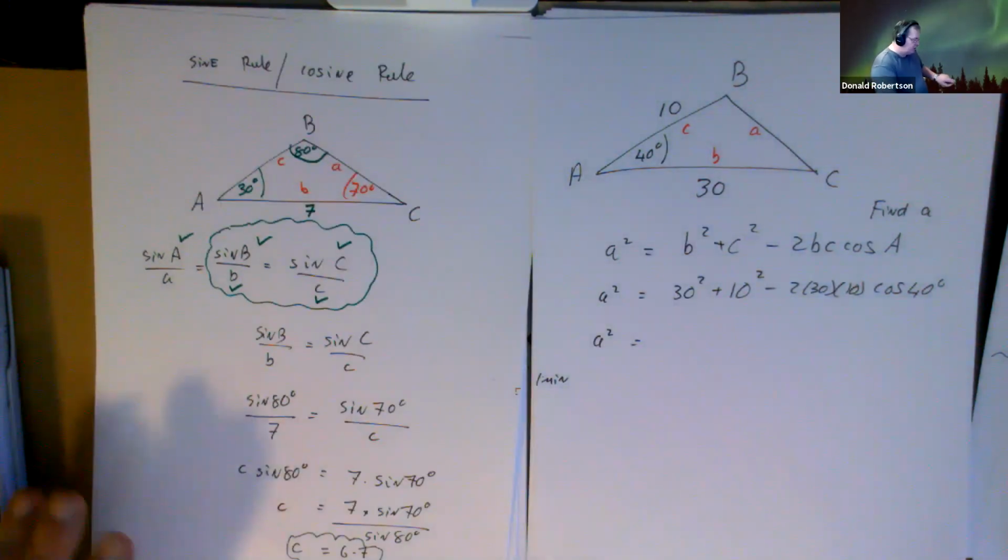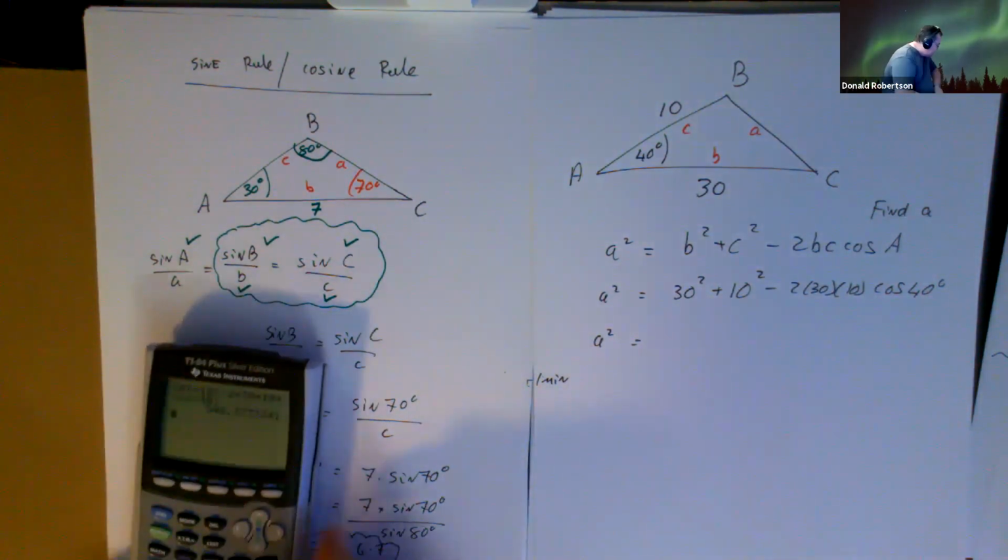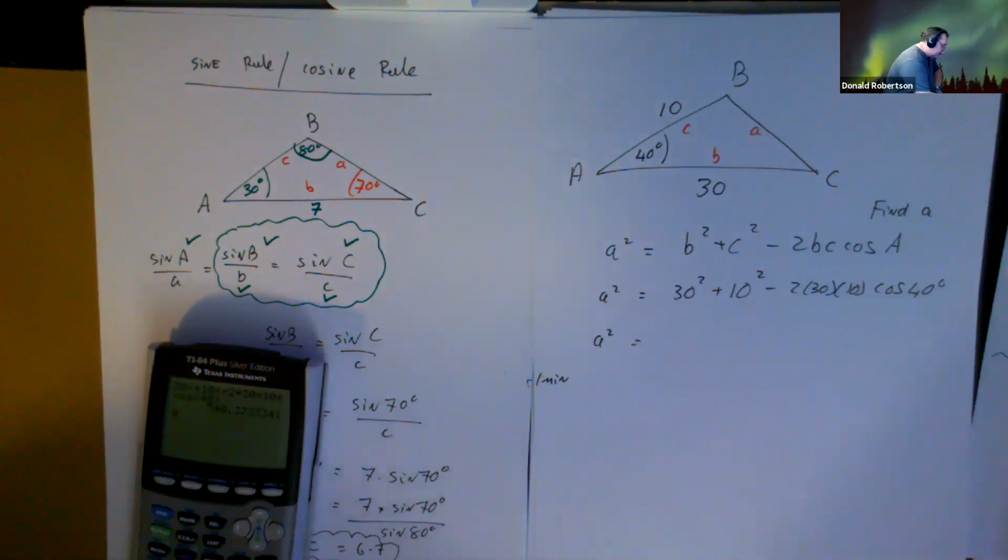Now, although there's a lot going on there, it's not that hard to do because it's really just chug. So I'm going 30 squared, I'm adding 10 squared, I'm subtracting 2 times 30 times 10 times the cosine of 40. And I'm looking at the answer, 540.4 roughly.